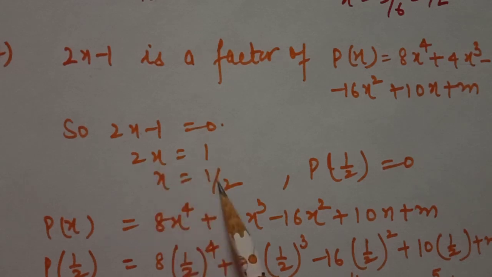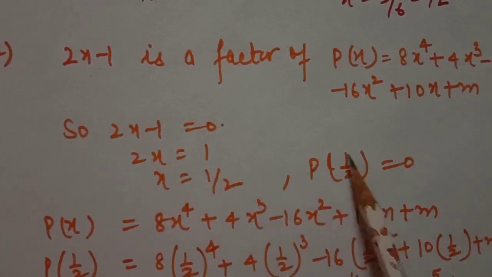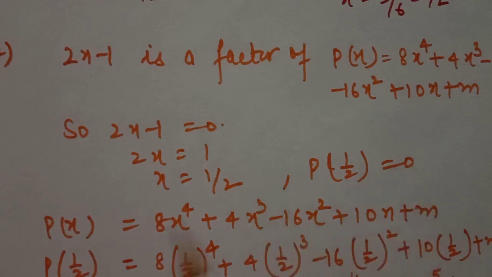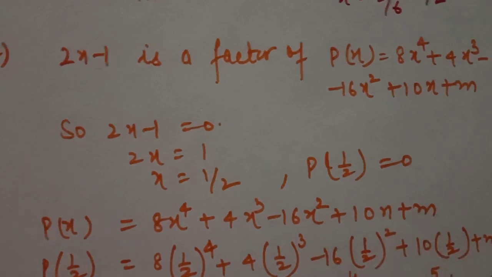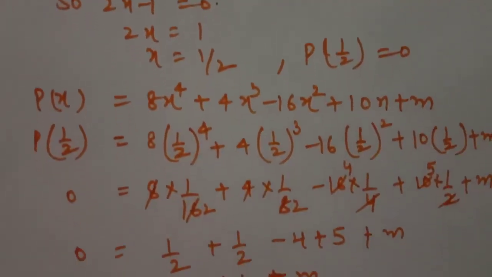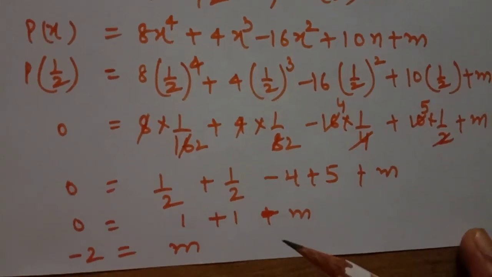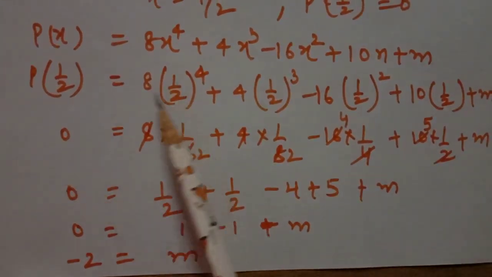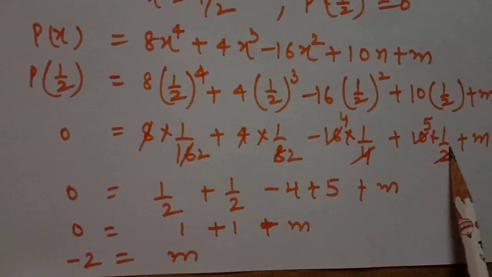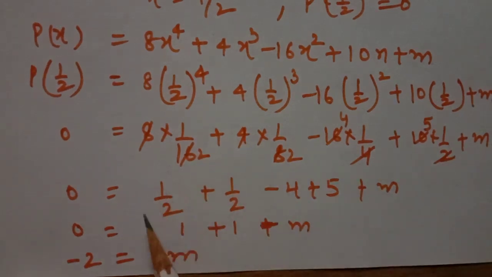The value of x is 1 upon 2. So definitely p(1/2) is equal to 0. So we will put the value of x in this polynomial. P(1/2), replace x with half in each and every part. So after putting the value, we will solve the whole squares, whole cubes, and after cancellation and taking the LCM, m is equal to minus 2. So the value of m is minus 2.